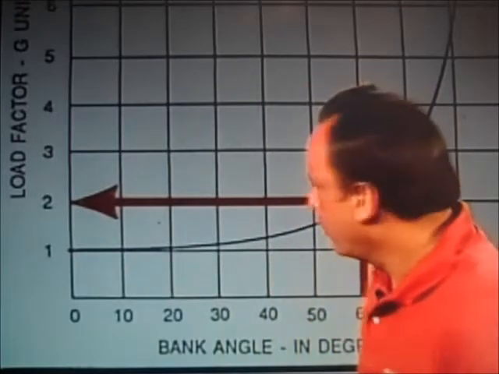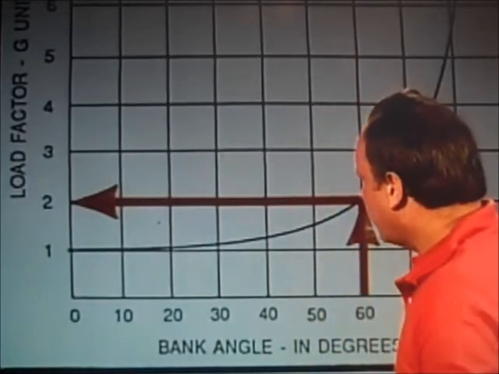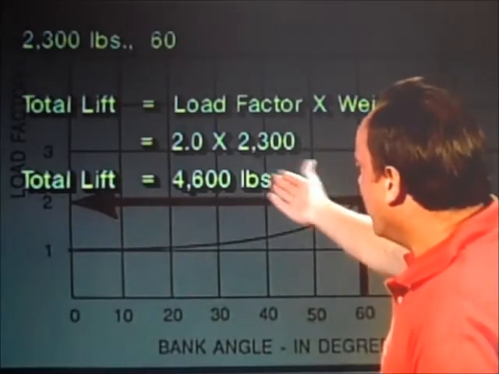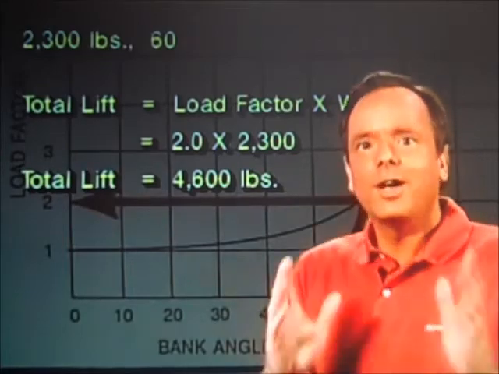Now, if this airplane weighed 2,300 pounds to begin with, and we put this airplane under a load factor of 2, let's see what's going to happen to the airplane. You have 2,300 pounds, you have a load factor of 2, and now you find out the airplane weighs 2 times 2,300 pounds, or 4,600 pounds. You guys are getting on to it. Let's do one more. They're going to ask you about this on the test.